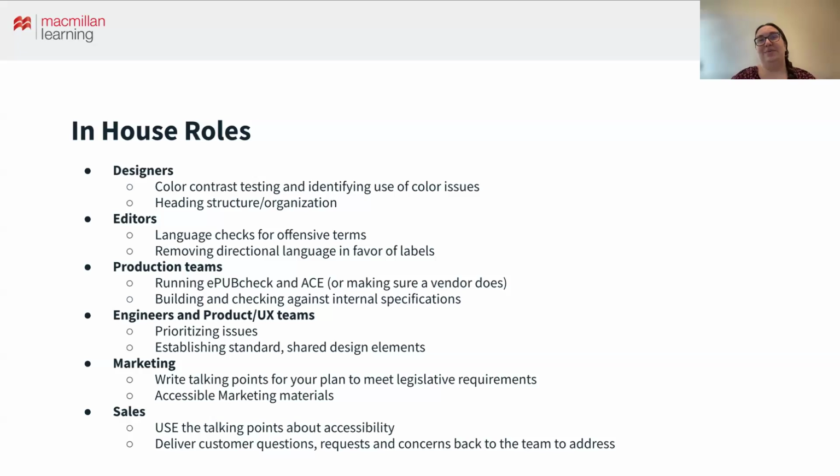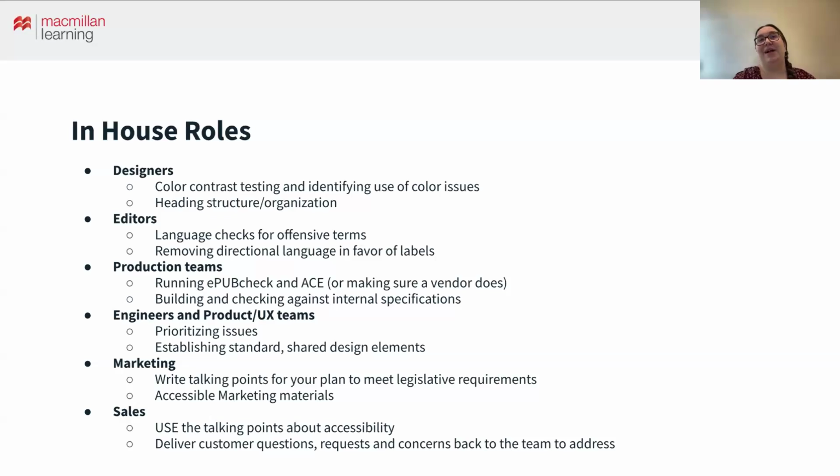Our production teams are responsible for either running those or making sure that our vendor does, building and checking against internal specifications. They make sure that we have our own spec that we're maintaining that meets all the requirements for accessibility. Our engineers and product teams are working on prioritizing issues that come up. They help establish standard shared design elements that can be used across our platforms so that we know that not only is it accessible, but it's also consistent for users.